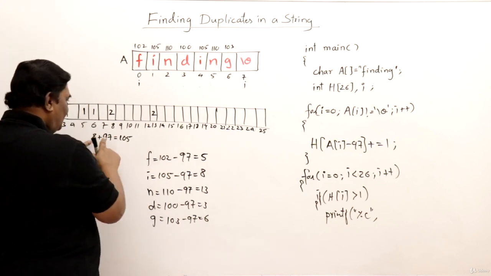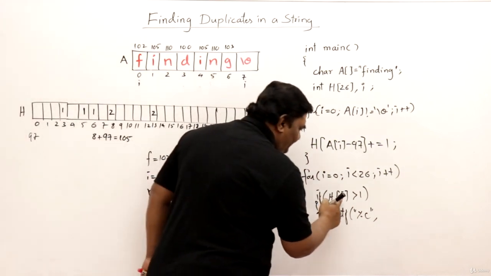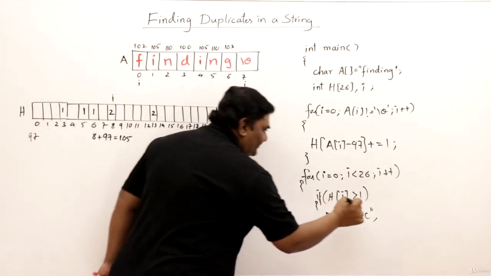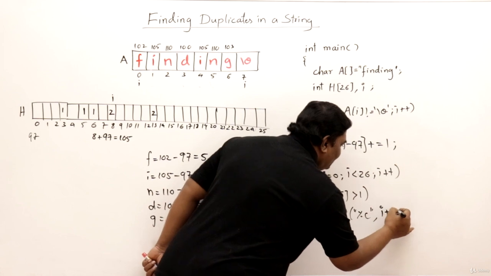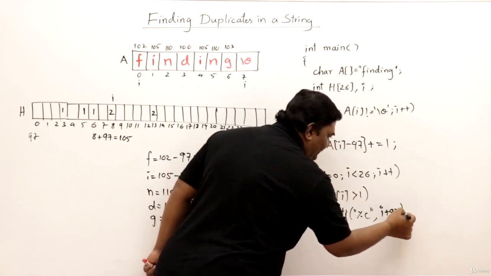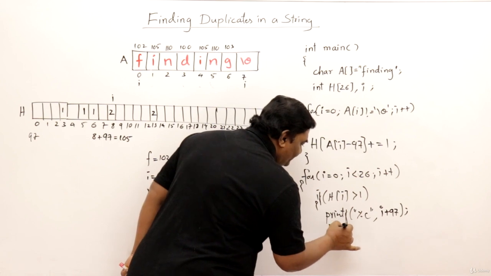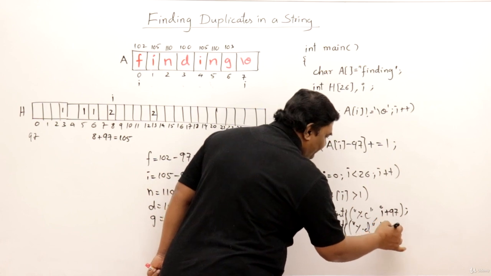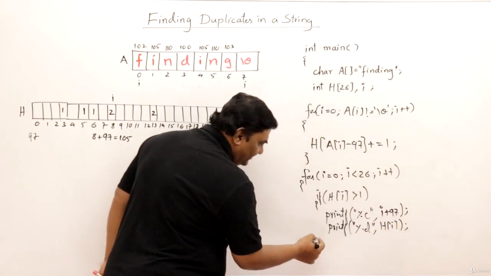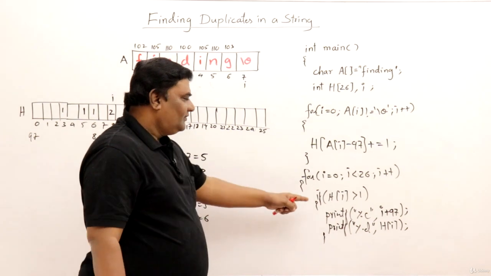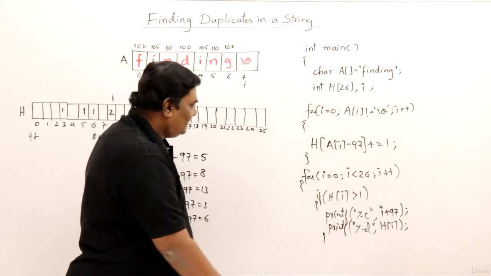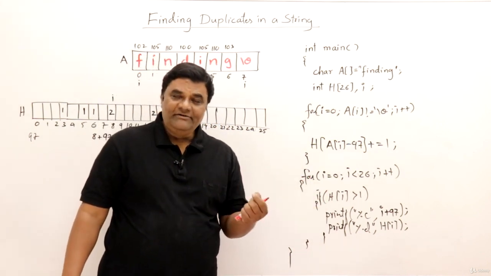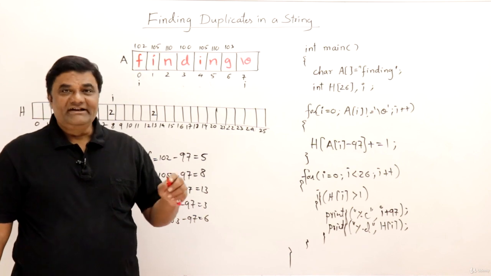So I have to add 97 for this index. Whatever the index I is, right now I is pointing here. So I plus 97, and also how many times it is appearing, I have to print that also. So printf percent D, I will print the number of times. That is H of I gives you the number of times. This will be done only if the value at that hash table is greater than 1. So that's all. This is the procedure. So you can know the alphabets which are appearing more than one time. Duplicates you can find out.